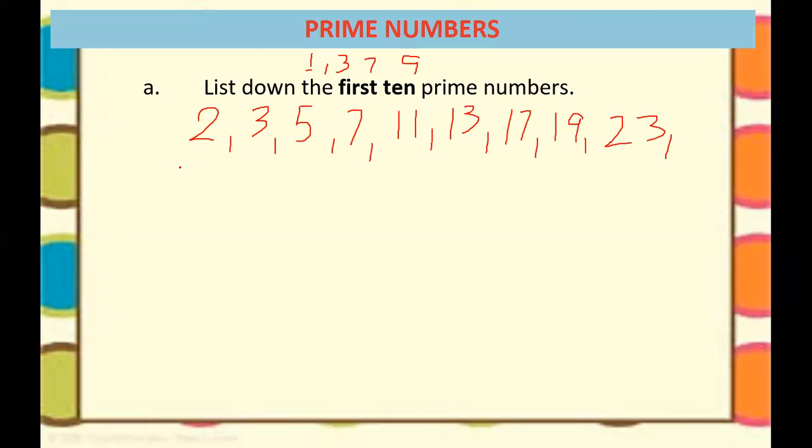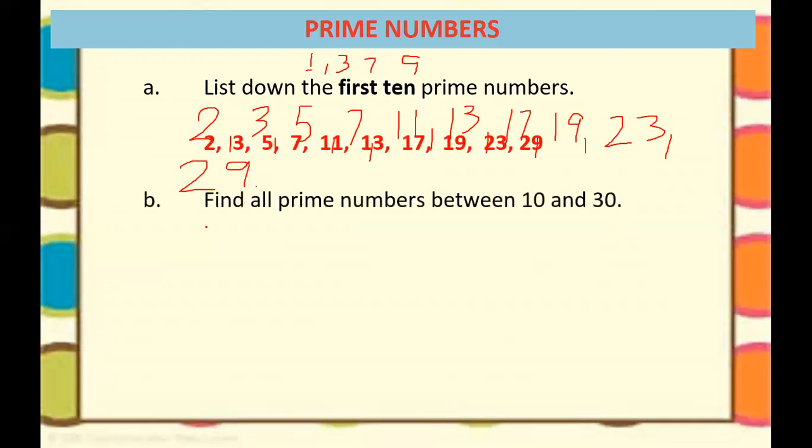What is the next one? 27, we have discussed already that 27 is not a prime number. Therefore, we have to cancel it. Next, 29 is a prime number. So let's count. 1, 2, 3, 4, 5, 6, 7, 8, 9, and 10. All right. So those are the first 10 prime numbers.